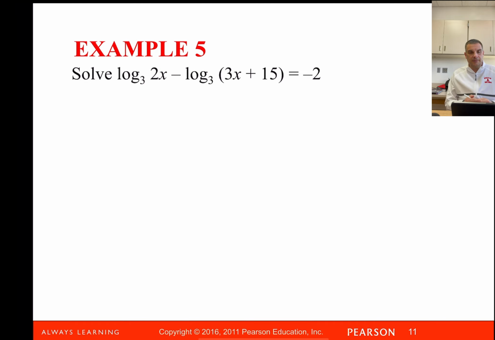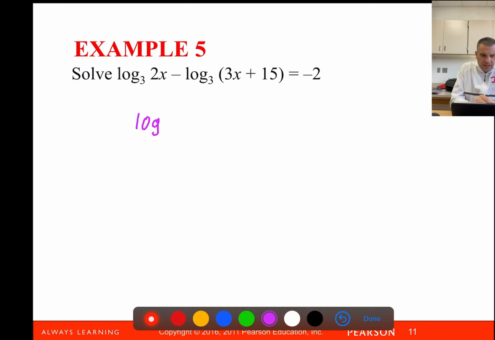Okay, now let's look at this one. Now it doesn't equal a log on the other side, but that's okay. We know how to do it, but we still have to write it as a single log. So we have log base 3 of 2x minus log base 3 of 3x plus 15. So it's minus, so it's going to be a little ugly in here because there's some dividing going on, but that's okay. So we can rewrite this as log base 3 of 2x over 3x plus 15, and that's going to equal negative 2.